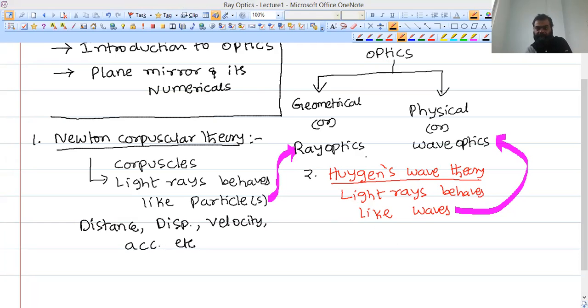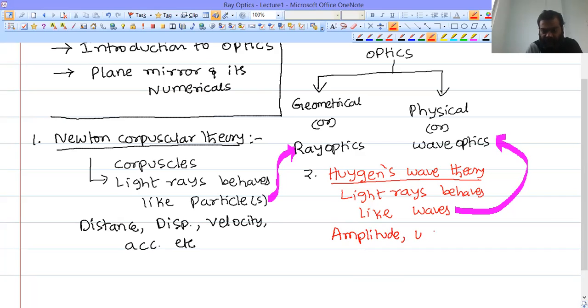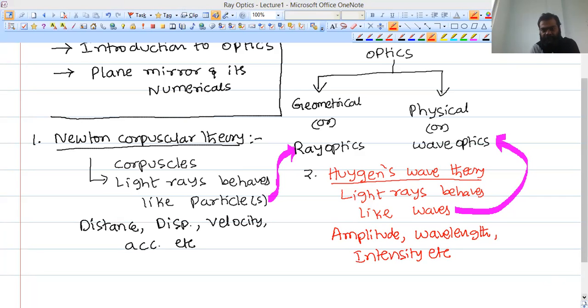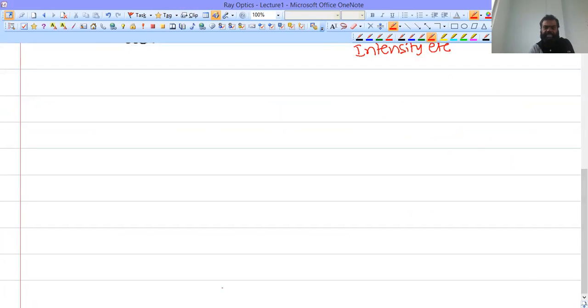Whenever it is wave nature, I study amplitude, wavelength, intensity, etc. Is it fine? So in the particle nature, we study properties such as distance, displacement, velocity, and acceleration, whereas in the wave nature, the fundamental properties are amplitude, wavelength, and intensity. Okay, fine.